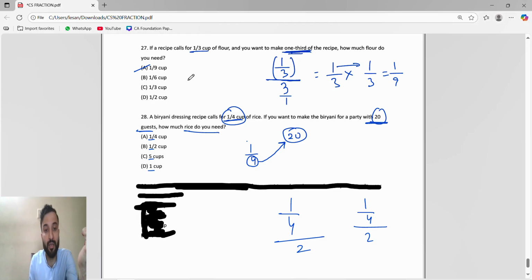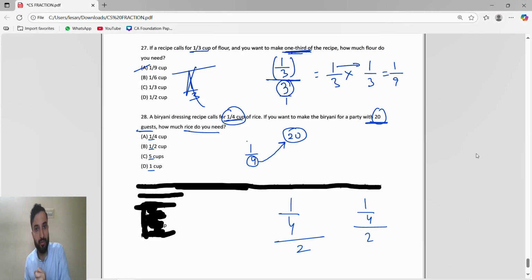Same here, if they said 1/3. 1/3 means don't think divided by 1/3. No. 1/3 means divided by 3. 1/3 means 1 you divide into 3 parts. 1/2 means 1 you divide into 2 parts. If we say take 1/2 of one cup, it is divided by 2. Or if we say 1/3, one cup is divided into 3, so divided by 3.